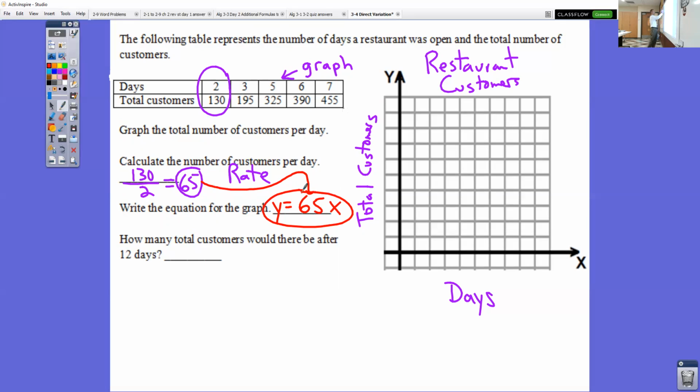When you go to find your answer to your question here, how many total customers would there be after 12 days? Take this 12 and sub it in for x. So 65 times 12. 65 times 12 is 780. So now let's do our graph. Our biggest number is 7 days.